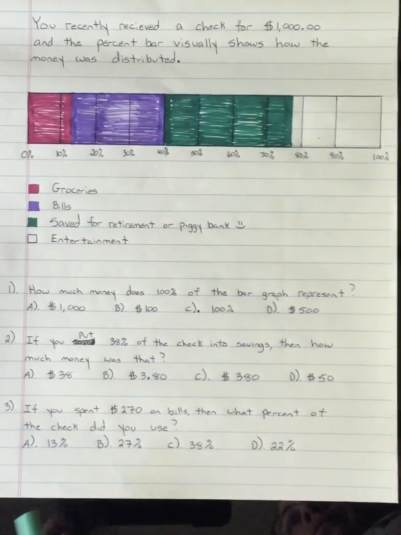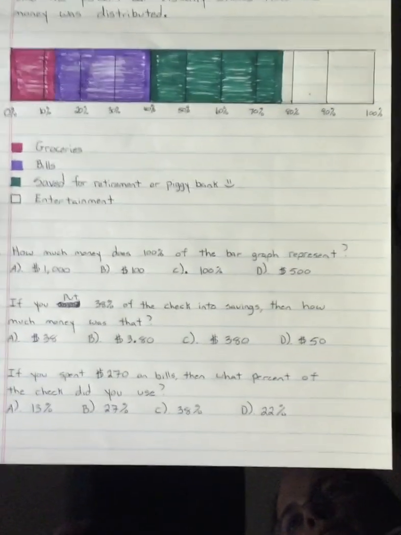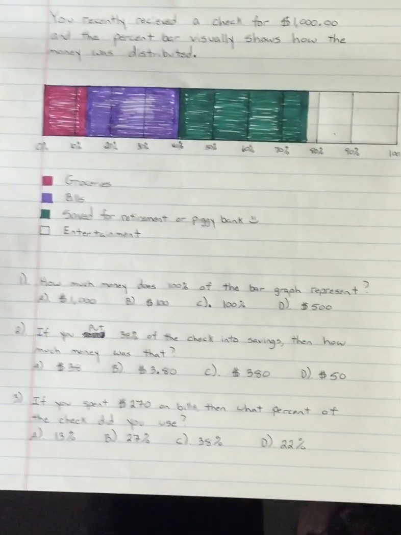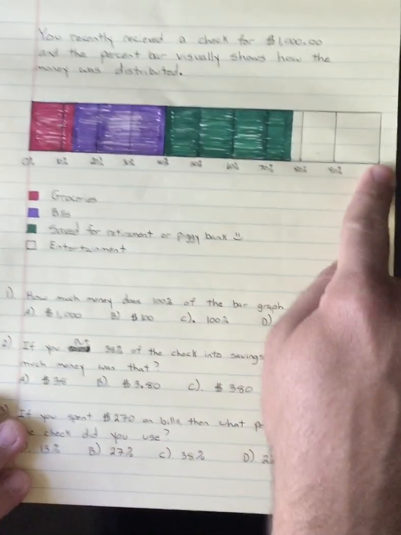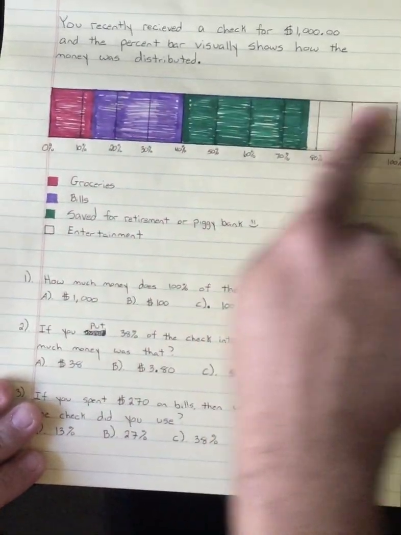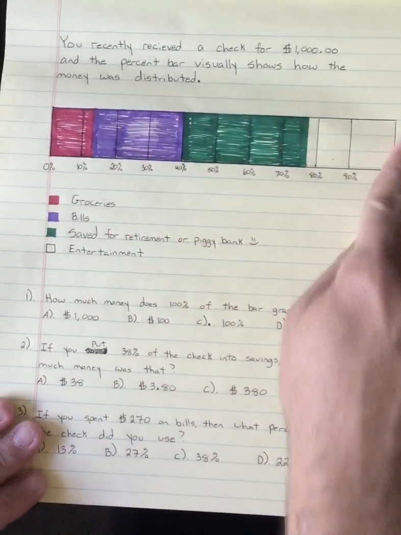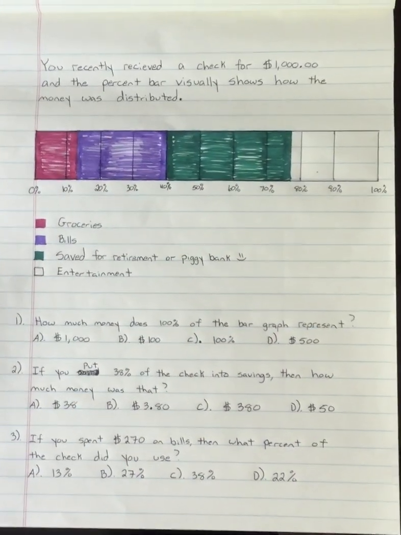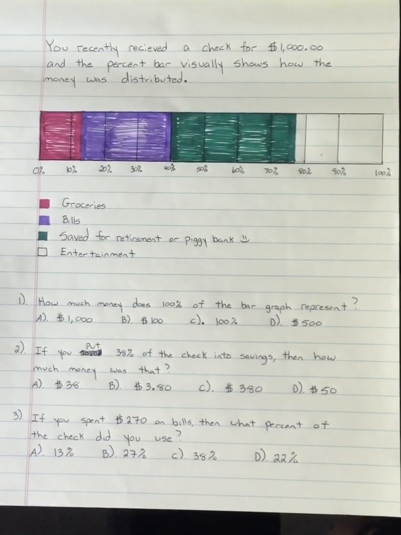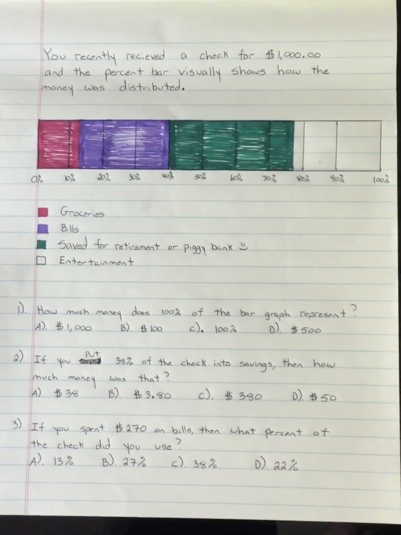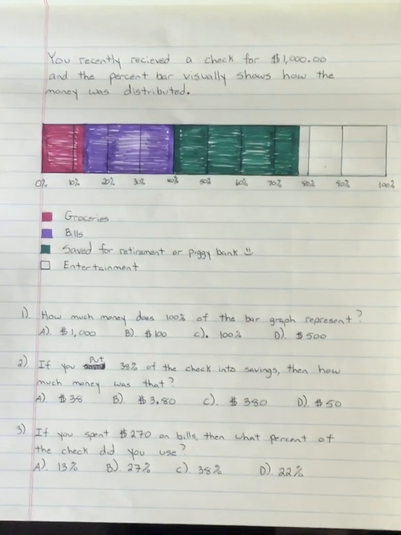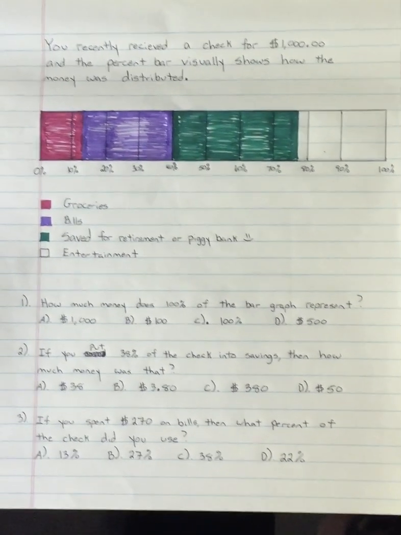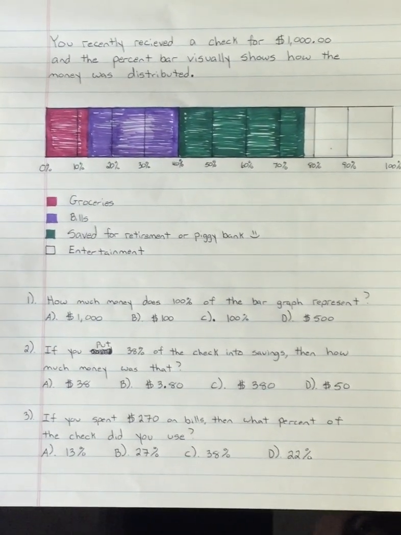Now, the first question says, how much money does 100% of the bar graph represent? So from $0 to 100%, how much money would this represent? Clue, look in the opening statement that I read to you. Question 2. If you put 38% of the check into savings, then how much money was that?